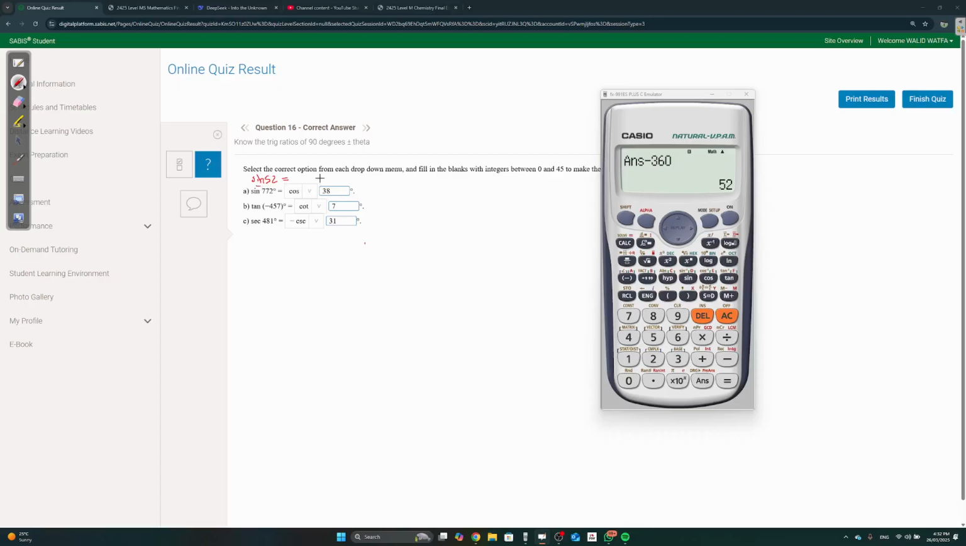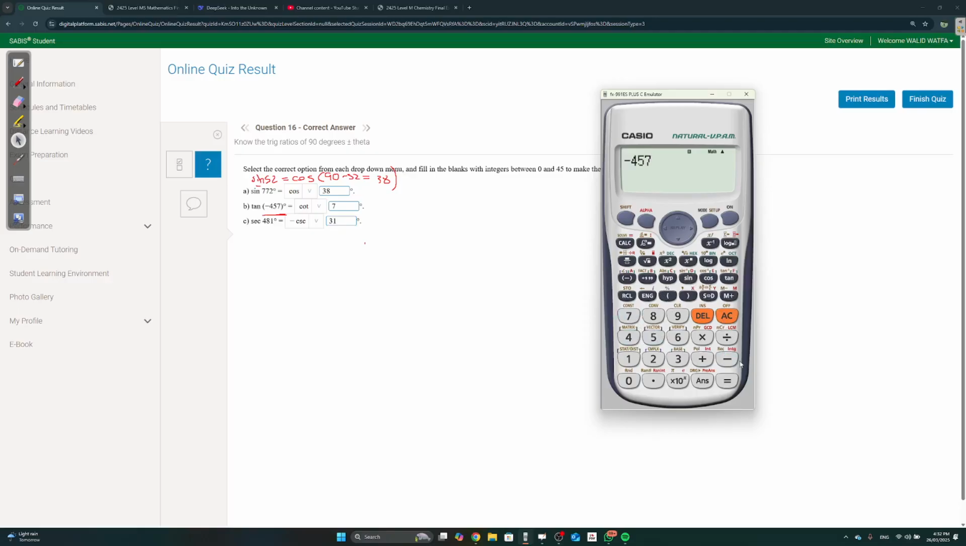If you want to change sine into another trigonometric function, do I say tan? No, we say cosine, right? Because sine and cosine are related. But what was the relation between them? The relation is that they will be equal as long as the angles are complementary to each other. So this angle will be 90 minus 52, which is 38. Tan minus 457. Okay, big angle, right? So what do we do?